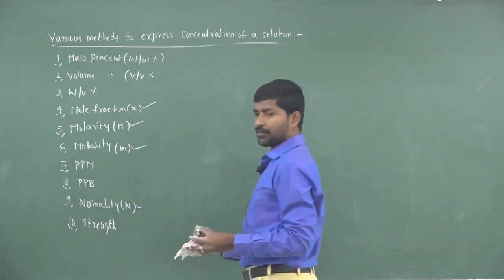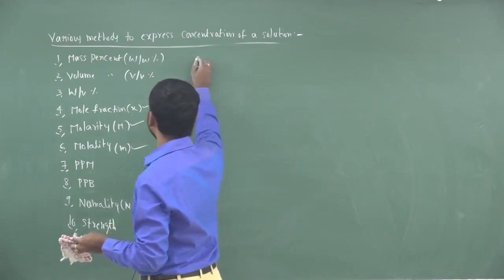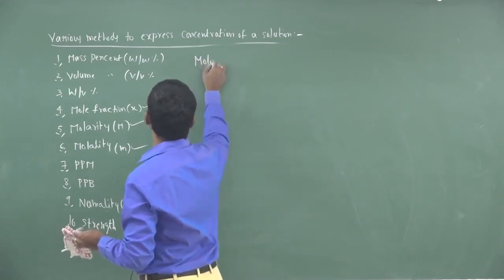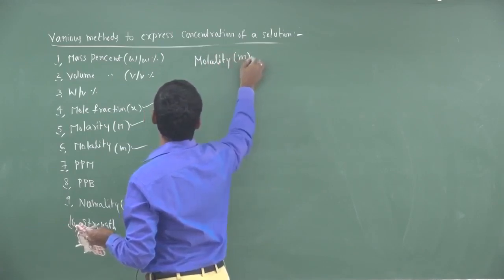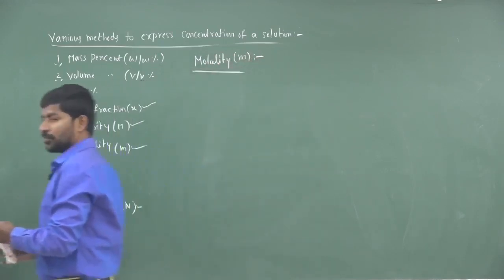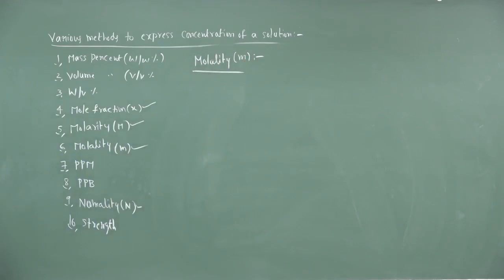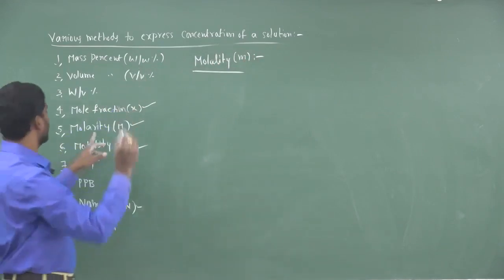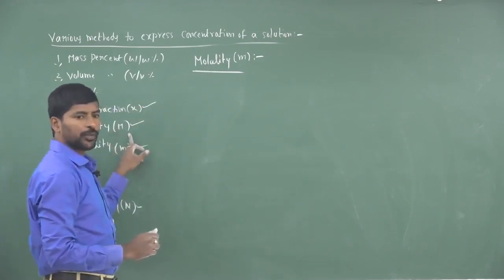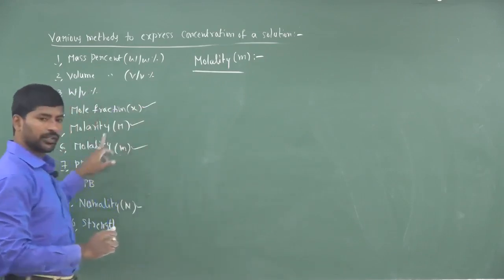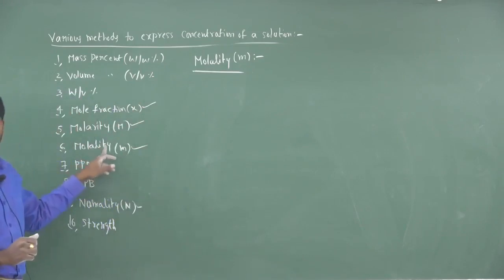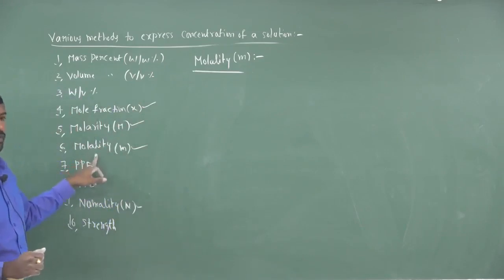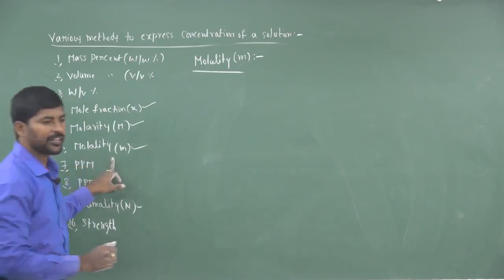So next one, sixth method, molality, small m. What is molality? Molarity means the number of moles of solute present in 1 liter of solution. Molality is the number of moles of solute present in 1 kg of solvent.